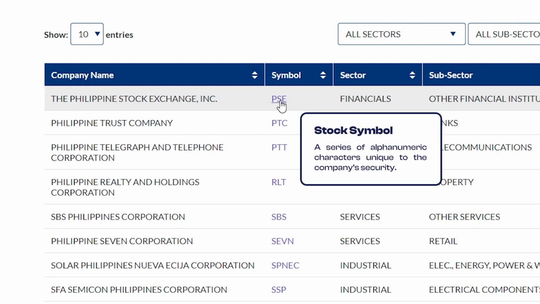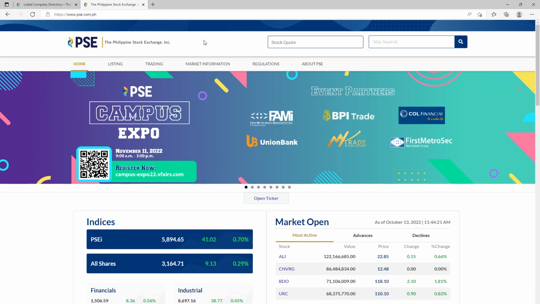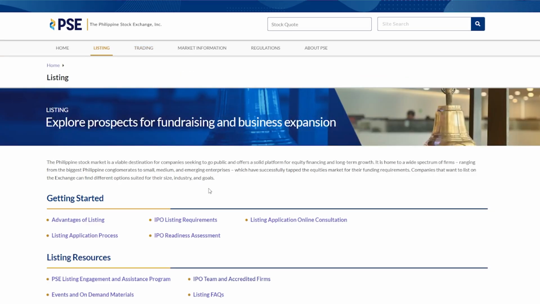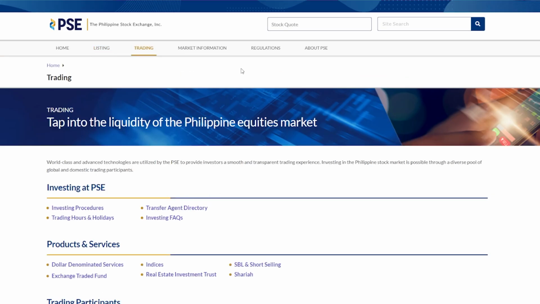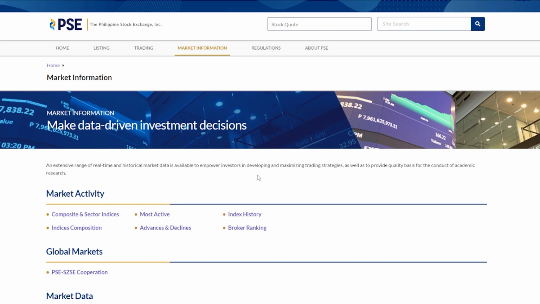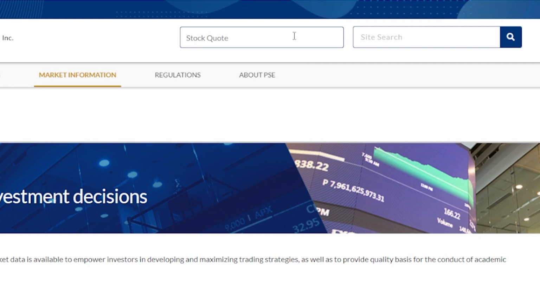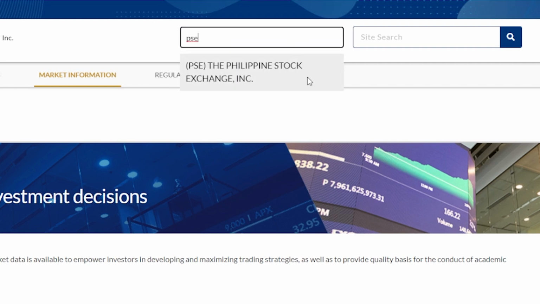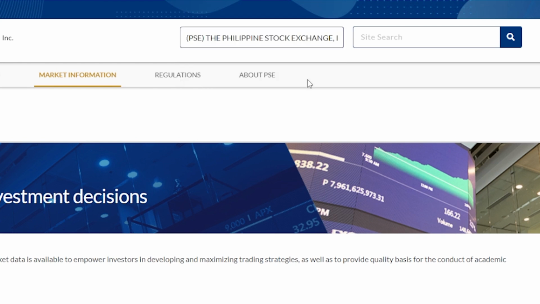The stock symbol is a series of alphanumeric characters unique to the company's security. There's a faster way to go to a company page. Notice that the search bar on top is always displayed regardless of the page you are in on the website. Type in the company name or stock symbol of a security to be directed straight to the PLC's company page.